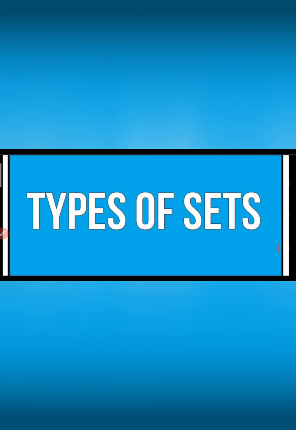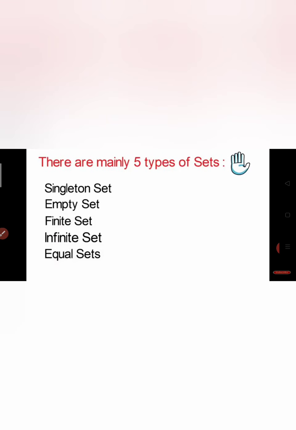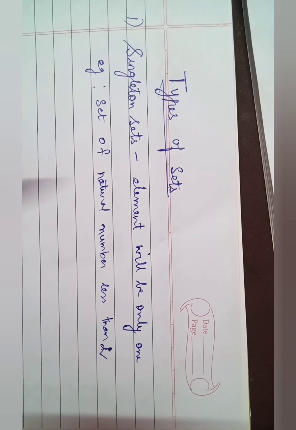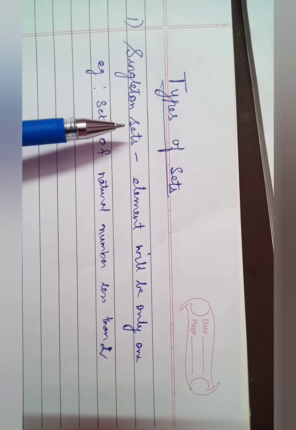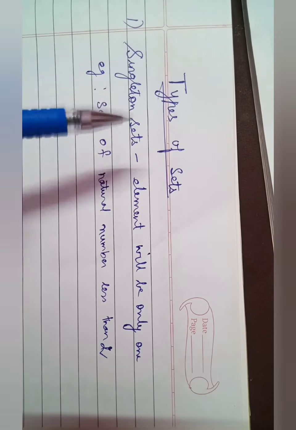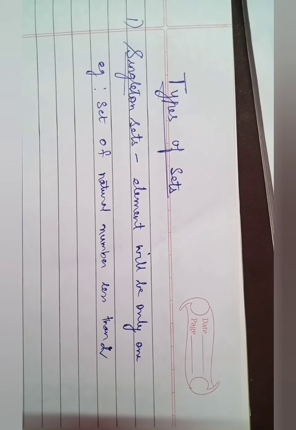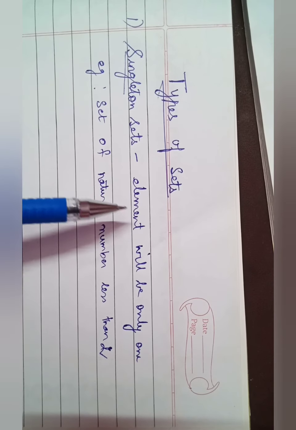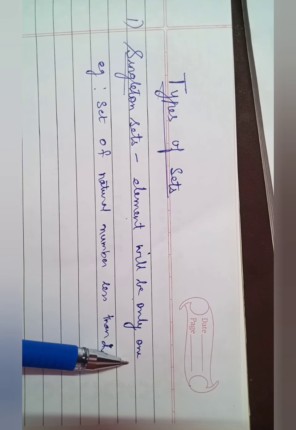The next topic is types of sets. There are mainly 5 types of sets: singleton set, empty set, finite set, infinite set and equal sets. The first type is singleton sets. Singleton, S-I-N-G-L-E, single, that means only one. The element will be only one in that set.